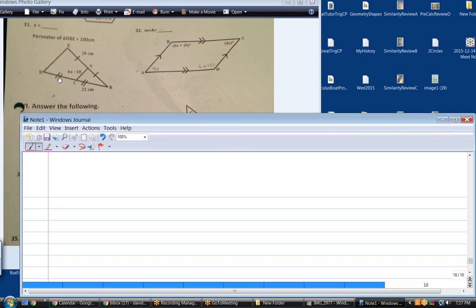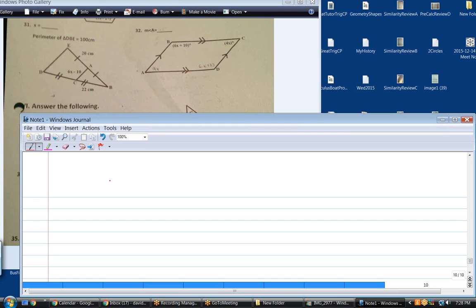What's this measurement right here? 20 centimeters? No. What's this measurement here? 22 centimeters. What's the double hash mark mean? That it's the same, it means it's congruent. So that's 22. That's a single hash mark, so there's no way that is equal to this side. That is equal to this.